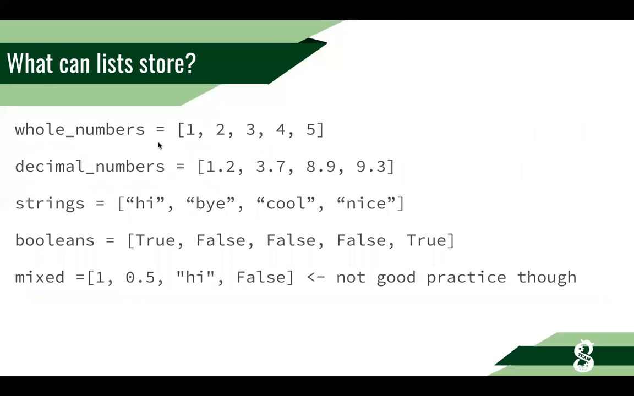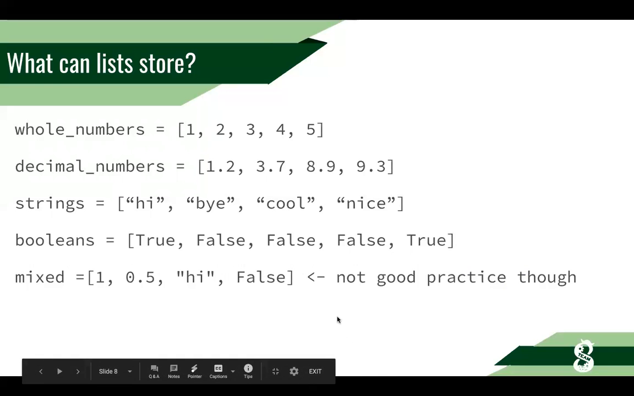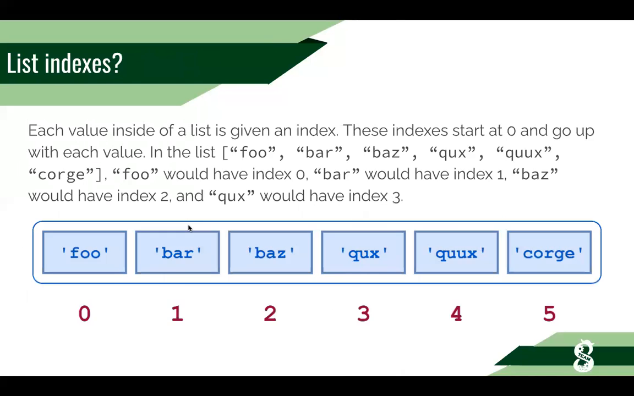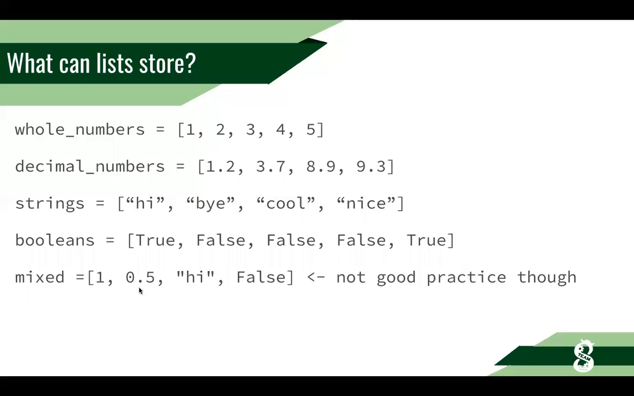So what can they store? They can store whole numbers, 1, 2, 3, 4, 5, decimal numbers, 1.2, 3.7, and so on, strings, hi, bye, cool, nice, booleans, true, false, false, false, true. And this isn't really good in practice, and you probably shouldn't do it, but you can have a mix of all of them. For example, you can have 1, 0.5, hi, and false. This is not good practice, but if you wanted to, you definitely can.